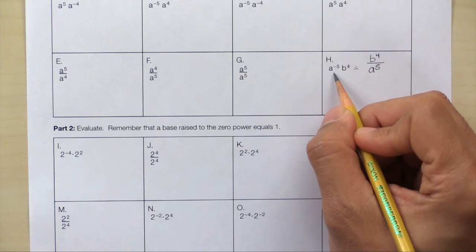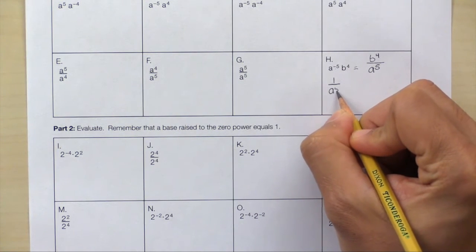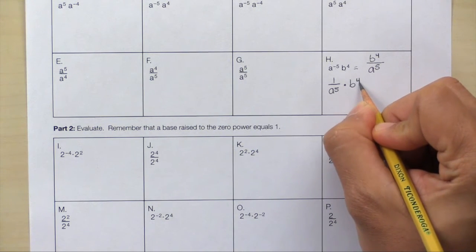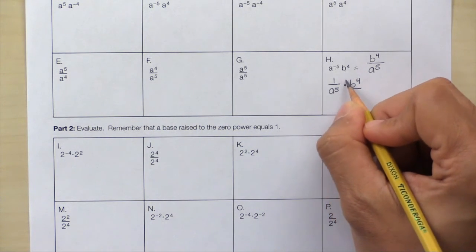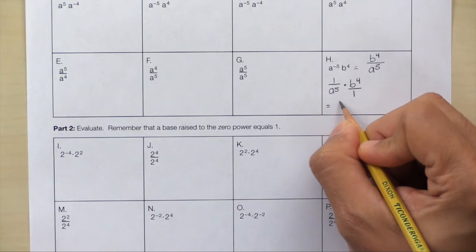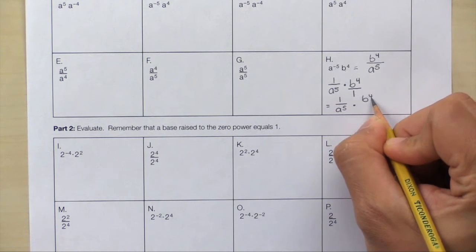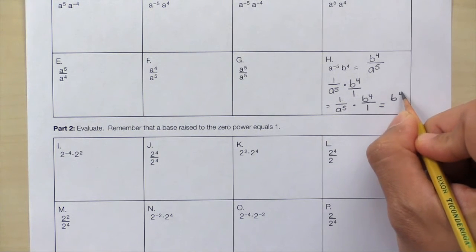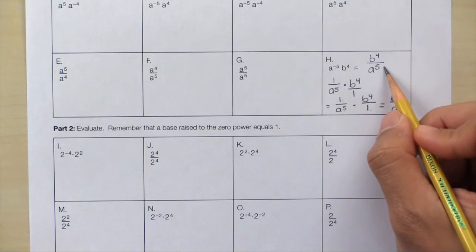Let's take a closer look at that problem so that we understand it a little better. A to the negative 5th can be written as the fraction 1 over a to the 5th times b to the 4th. And I can divide b to the 4th by 1 because it'll give me the same value. So now let's rewrite this because it's a little messy. We have 1 over a to the 5th times b to the 4th over 1. Let's multiply: b to the 4th over a to the 5th. And notice this matches our previous answer.